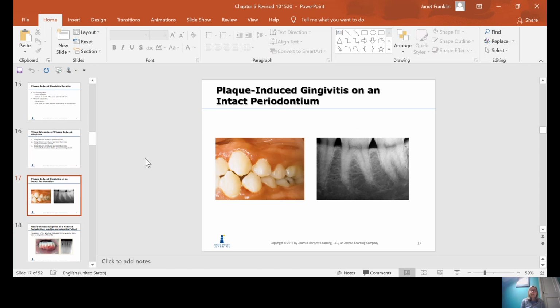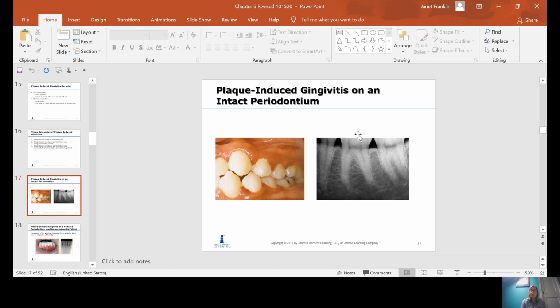Plaque-induced gingivitis on an intact periodontium. So if you look at this patient, you can see that in the picture on the left, the patient's got swollen papilla. They've got marginal redness. Those margins are rolled. You can see the redness.